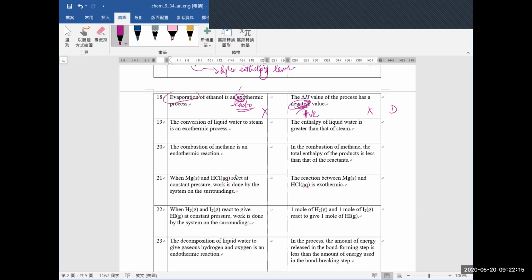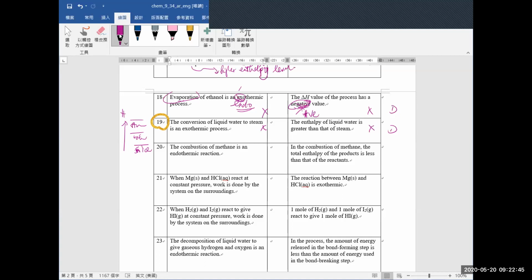The conversion of liquid water to steam is an exothermic process. The enthalpy of liquid water is greater than that of the steam. Yes, you use the logic, right? This part, remember how you tackle that problem. You will find that it appears very often. So remember, you are going to draw it as ice, water, steam, and think of this process and it may help.